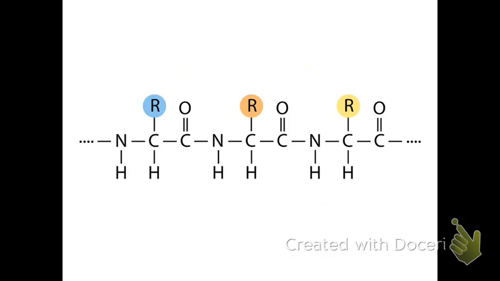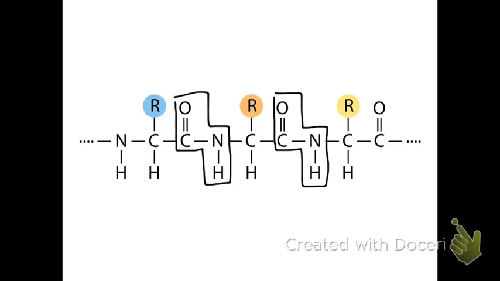Okay, and now we can create and link multiple amino acids together. This one shows 3 amino acids, and let me outline the peptide bonds here. So we have a peptide bond right here, and we have another peptide bond right here, and we're linking these 3 amino acids together by these 2 peptide bonds. Okay, and again, the result of creating a peptide bond is the loss of water.